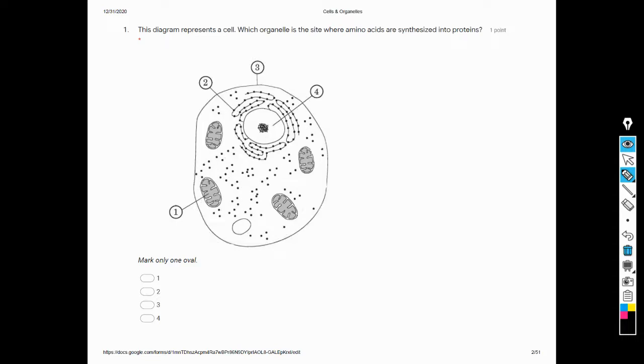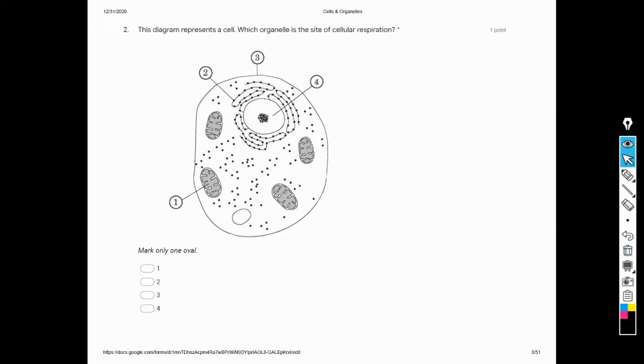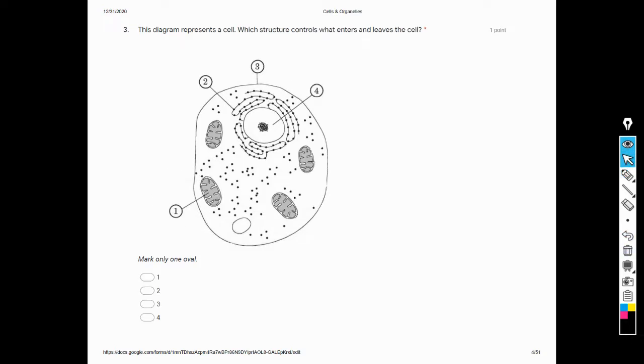So question 1 says, in this diagram represents a cell. Which organelle is the site where amino acids are synthesized into proteins? So again, that is number 2, which is referring to the ribosomes. Next question. The diagram represents a cell. Which organelle is the site of cellular respiration? So that would be structure number 1, because that is referring to the mitochondria.